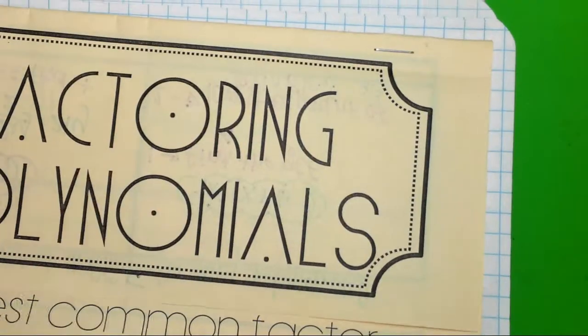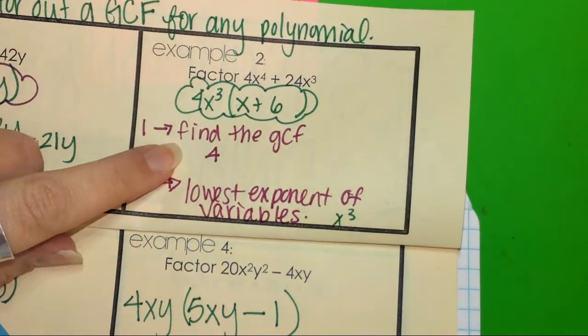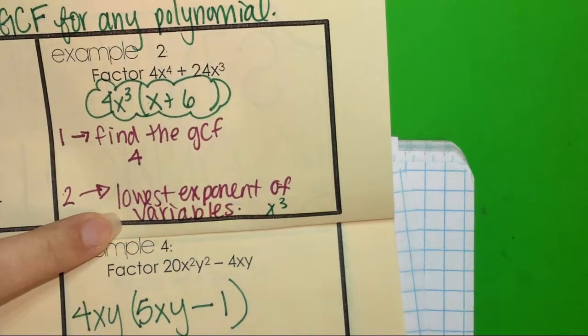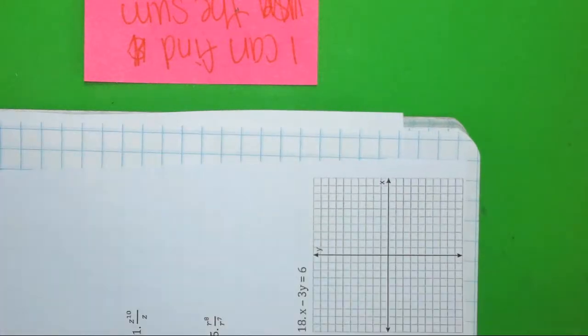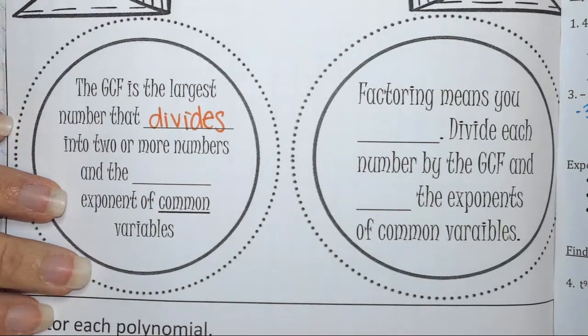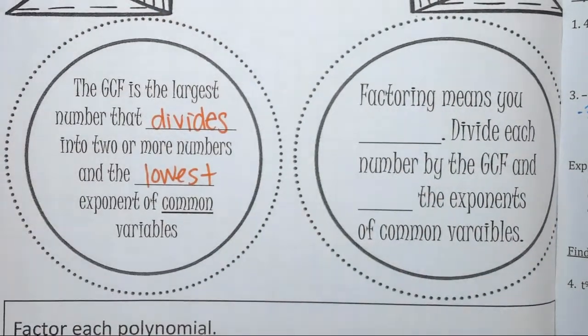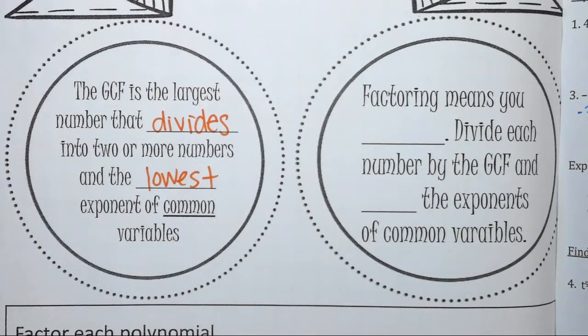Well, let's look back, because we have these notes right here, right? Or we wrote this down. Let's open our notes. It says 1, find the GCF, that's the largest number, and then what exponent? The lowest. So it's the lowest exponent of common variables. So what does that mean when I say common variables? They have the same thing, like the same variable, the same letter.